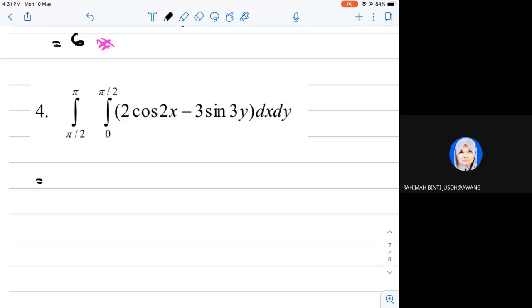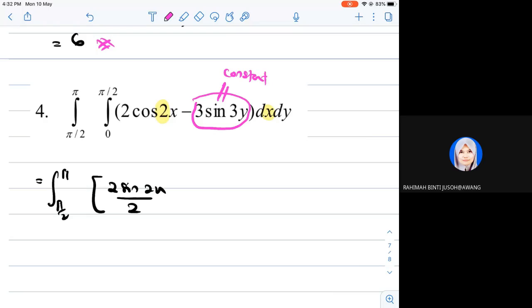So integrate this, we will have pi over 2 until pi. So integrate 2 cos 2x with respect to x. Where does this 2 go when we integrate with respect to x? Down. Down, very good. So integrate cos we get positive sin, isn't it? So 2 sin 2x divided by 2. Like that. And now guys, since we integrate with respect to x, this sin 3y becomes a constant.